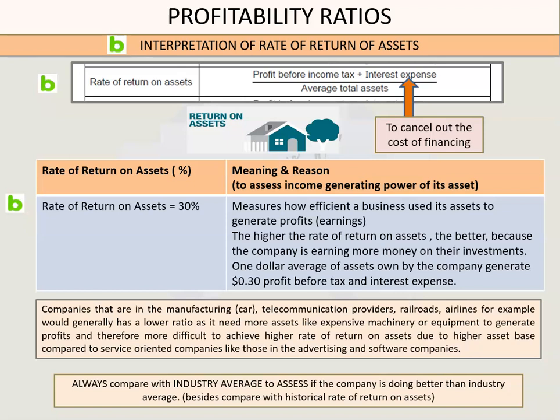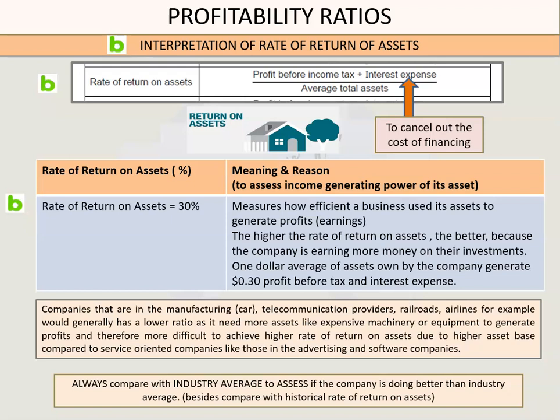If you look at the way to interpret this, again, similar to profit ratio, it doesn't have a generic guide on what number is good, but it is always better to have a higher rate of return on assets. And what it means, let's say the rate of return on assets is 30%. It measures how efficient a business is using its assets to generate profits. So if 30% is the answer, it means $1 average of assets owned by the company is able to generate 30 cents profit before tax and interest expenses.